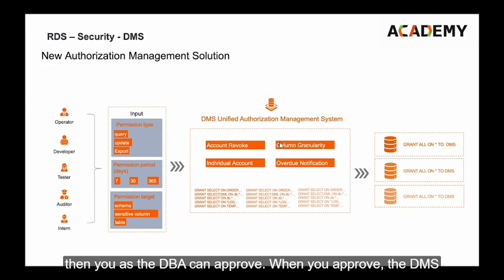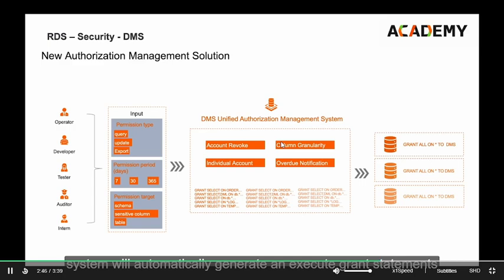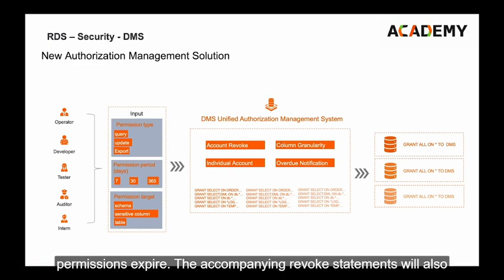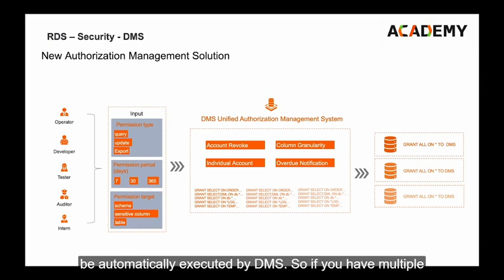When you approve, the DMS system will automatically generate and execute grant statements to give the user the permissions they asked for. And when their permissions expire, the accompanying revoke statements will also be automatically executed by DMS. So if you have multiple database users, this can save your database administrator a lot of time.